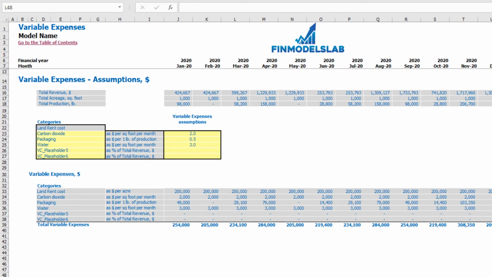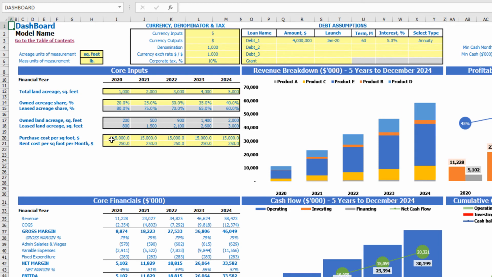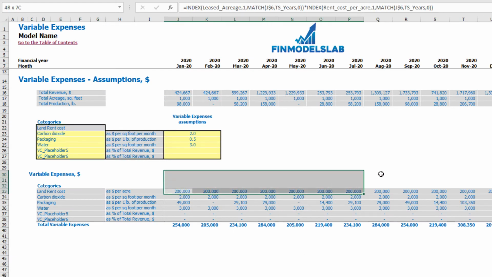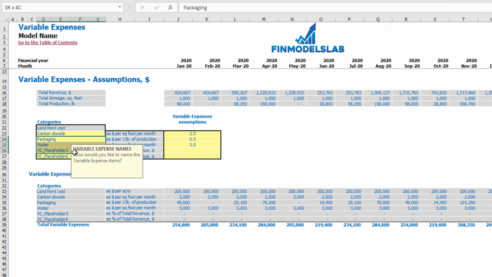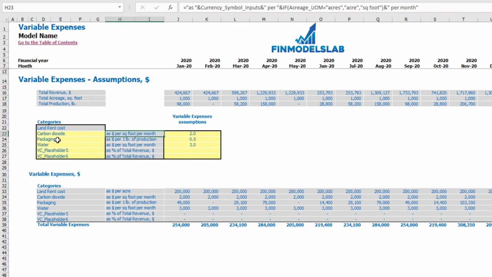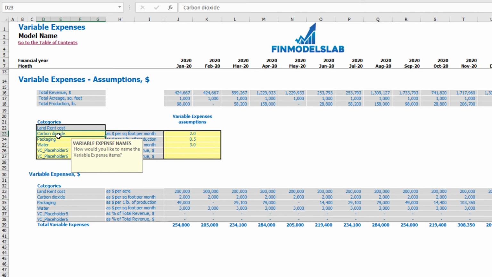On the variable expenses tab, you can input up to 5 different categories or components of your variable expenses. The first line item is reserved for land rent cost, which you set up on the dashboard here. So you have the amount of rent cost per square foot per month, and you may see the calculation here in the first line item. Also you have up to 5 other categories. Some of them are predefined. You can change the names, like variable expenses 2, for example, or any name you would like.